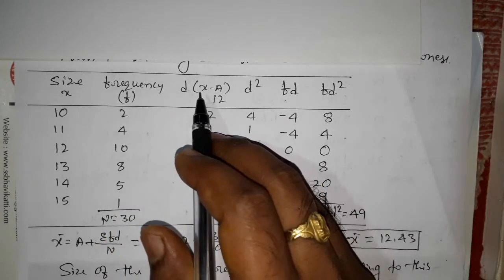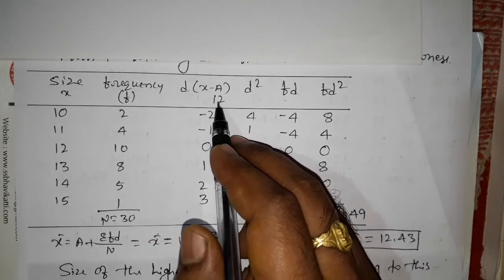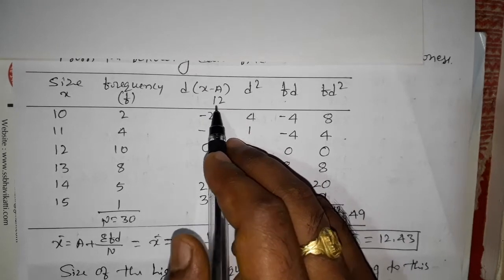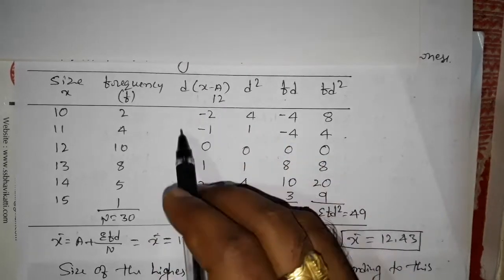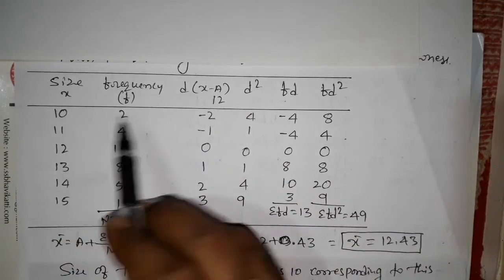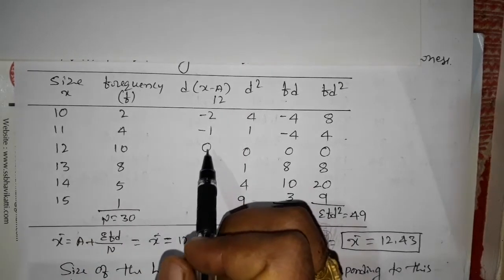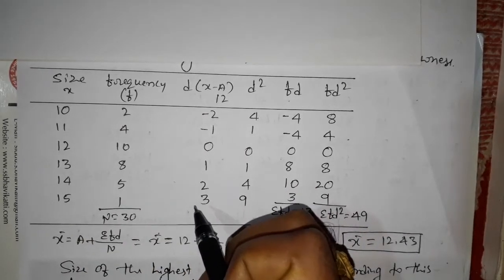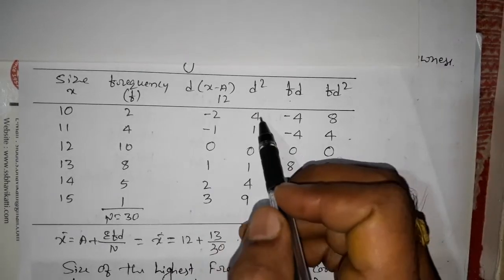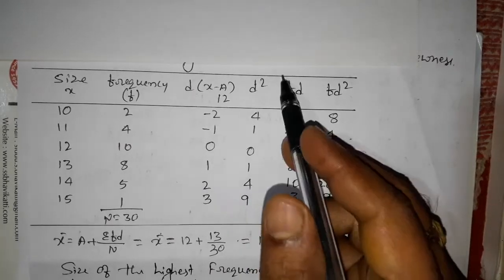Directly we will go for finding the deviations, that is x minus a. I have taken a as 12. That is 12, x minus a, the assumed mean. 10 minus 12 is equal to minus 2. 11 minus 12 is equal to minus 1. 12 minus 12 is equal to 0. And so on, you will get all these values. Then d square: 2 square is 4, 1 square is 1, 0 is 0, so d square is over.